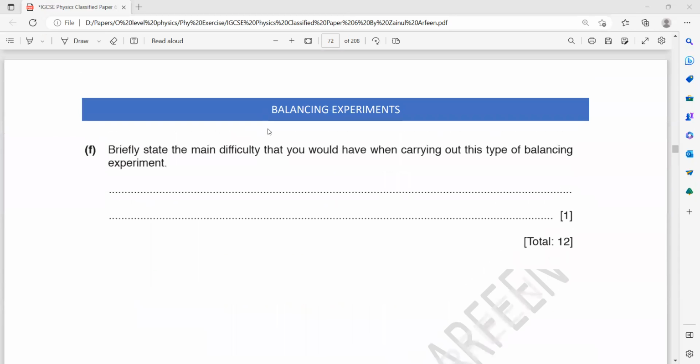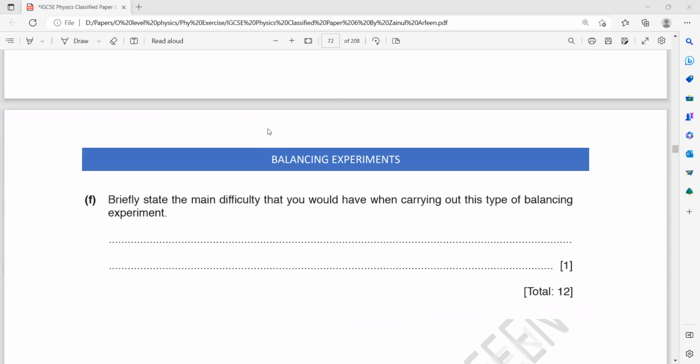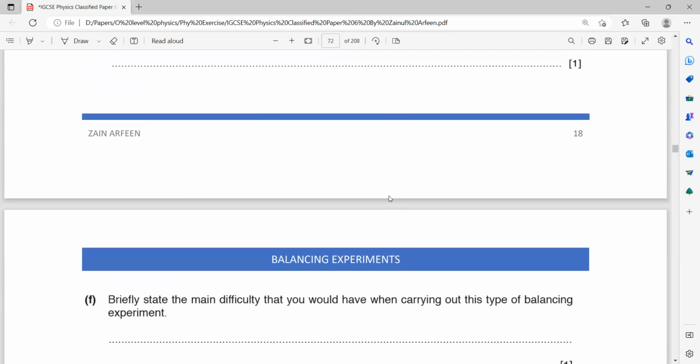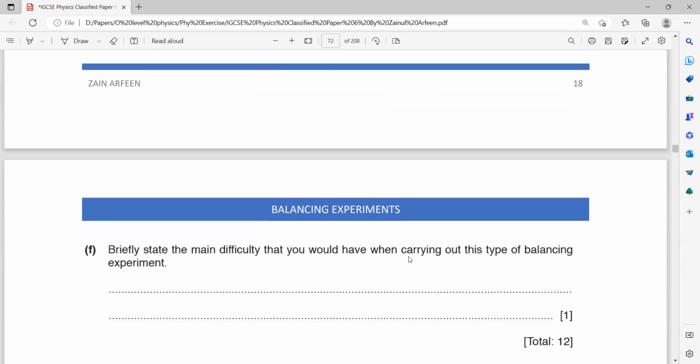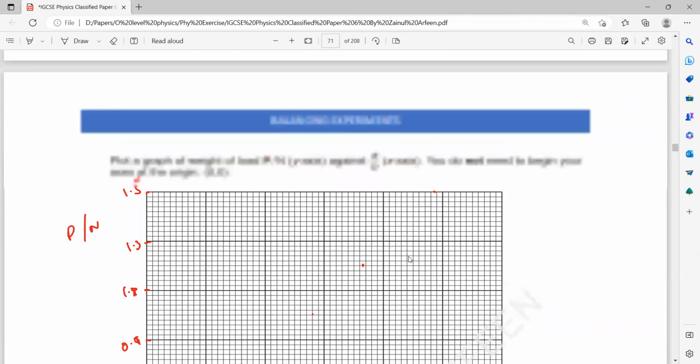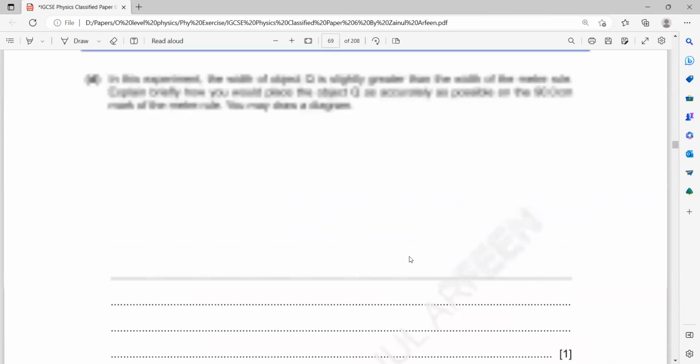Yes, sir. Then briefly state the main difficulty that you would have in carrying out this experiment. The main difficulty is that it is difficult to balance the meter rule when the load is placed on it, and we can estimate the position before placing a load. So same answer is there, same repetition of the question. So this was the balancing experiment.